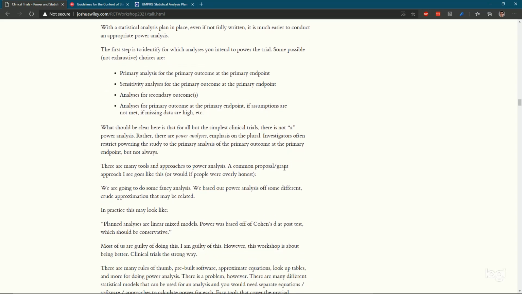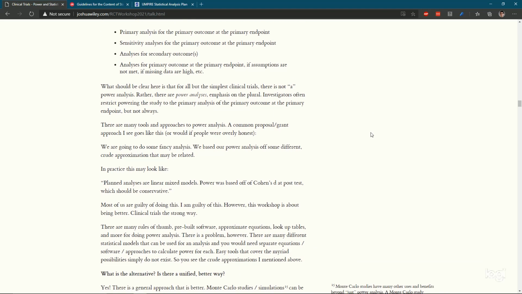There's a lot of tools and many approaches to power analyses, but a common proposal or grand approach I see goes like this, or at least this is what people would say if they were overly honest. We're going to do some fancy analysis, but we based our power analysis off some different crude approximation that may be relevant.